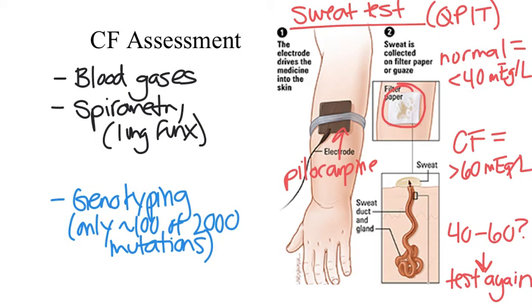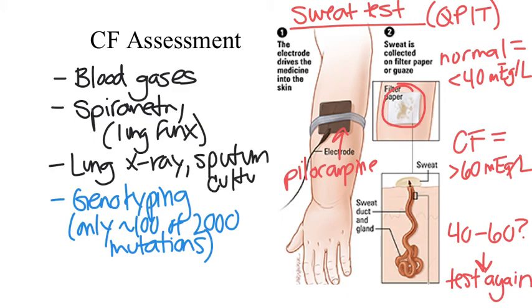One way to look at infection in the lungs is through a lung x-ray, or it could also be done through sputum culture to determine the presence of specific bacteria as well as to determine their antibiotic resistance profile.